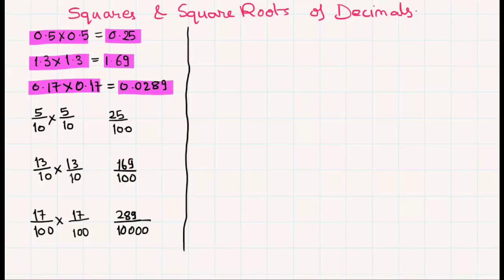One thing that you must have observed here is that after the decimal point there are 2 digits, right? Here also after the decimal point there are only 2 digits. Here there are 4 digits. Can you say that this is also a perfect square?